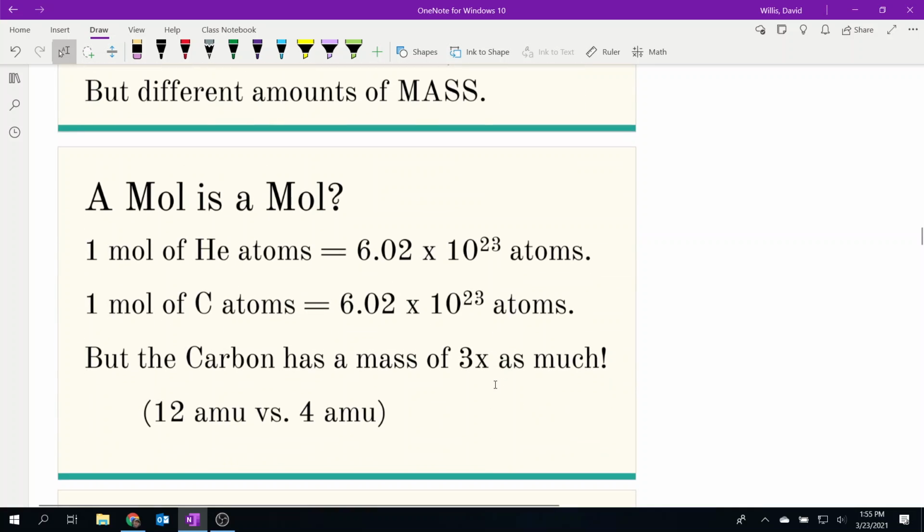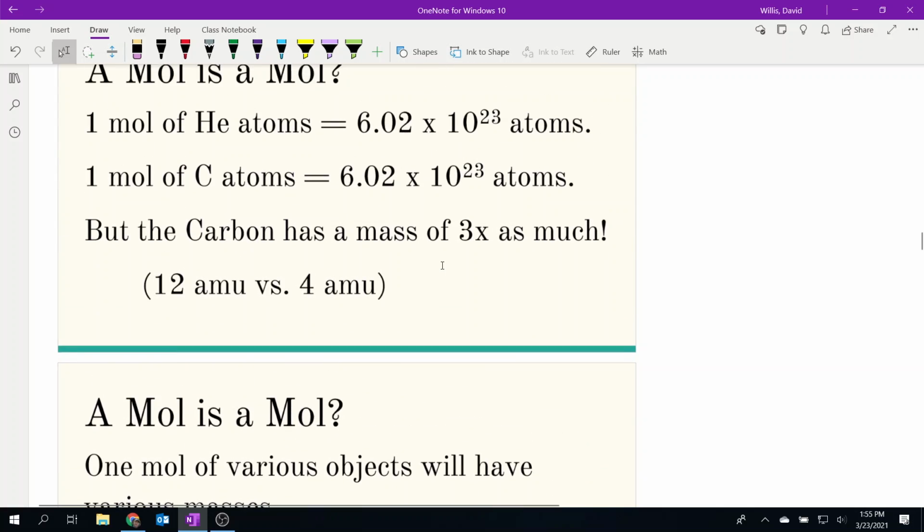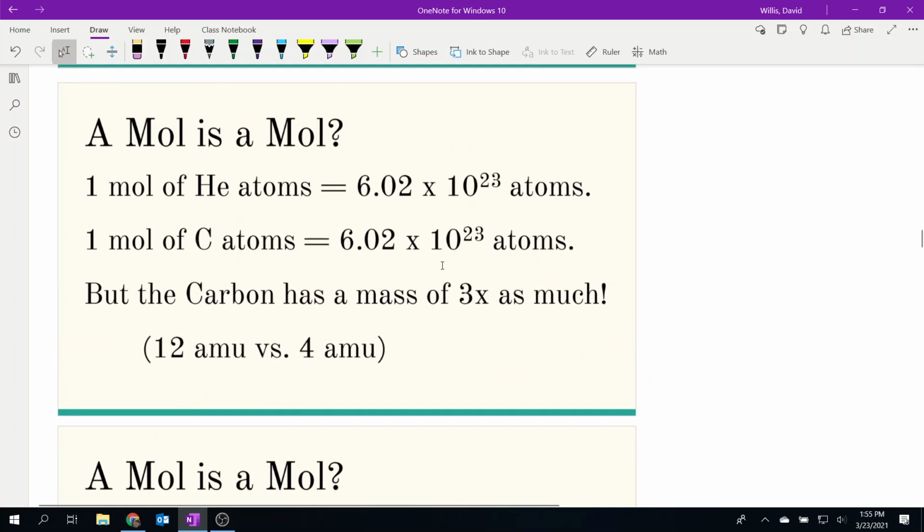So I want you guys to copy this down exactly as it is. 1 mole of helium atoms and 1 mole of carbon atoms are both that many atoms. However, the carbon is going to have a mass of, actually, go ahead and copy it down.